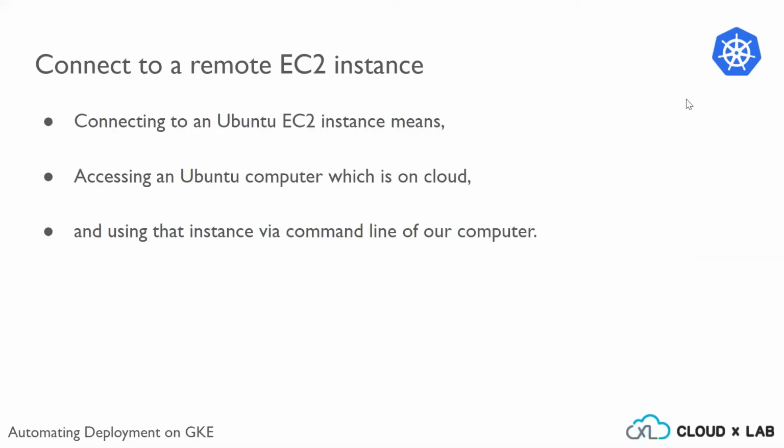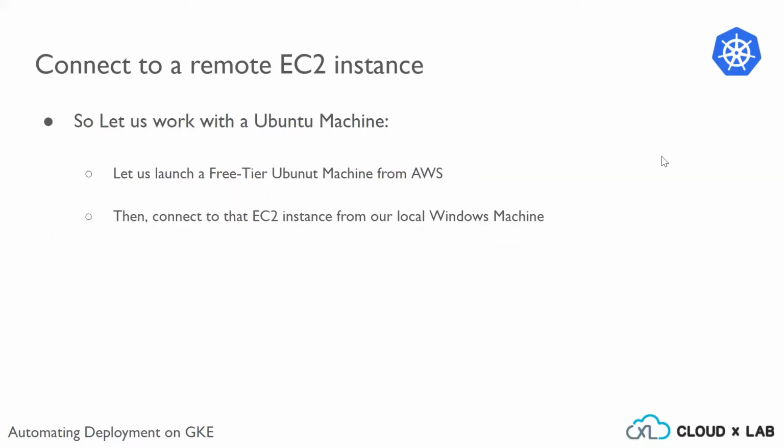So basically connecting to an Ubuntu EC2 instance means accessing an Ubuntu computer which is on cloud and using that instance via the command line of our computer. So let us work with that Ubuntu machine. Let us launch a free tier Ubuntu machine from AWS and then connect that EC2 instance from our local Windows machine.